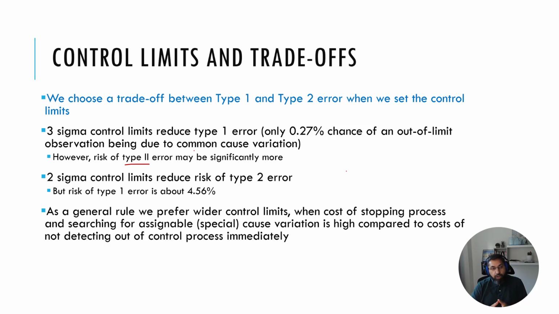If you have to stop an expensive process to investigate and the cost is very high, you don't want to stop the process needlessly. Okay? So we prefer wider control limits if the cost of stopping the process and investigating special cause is high, because you don't want type 1 errors, because you'll be just stopping it for no reason and wasting production time.